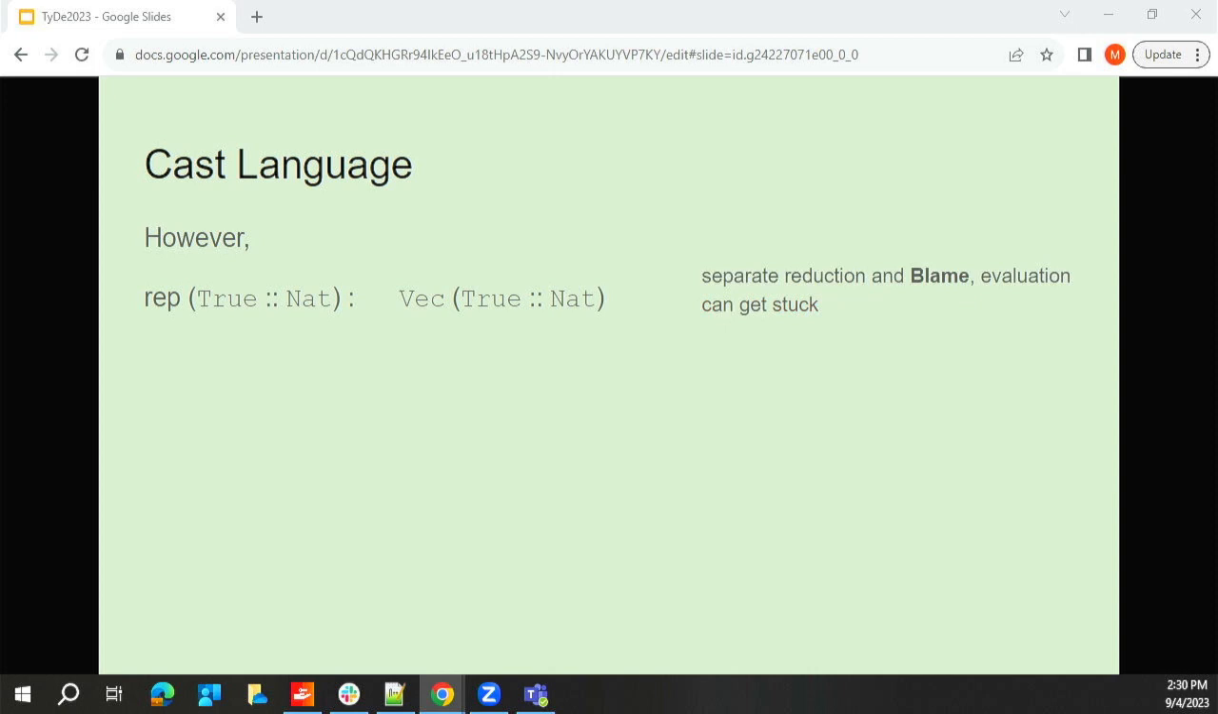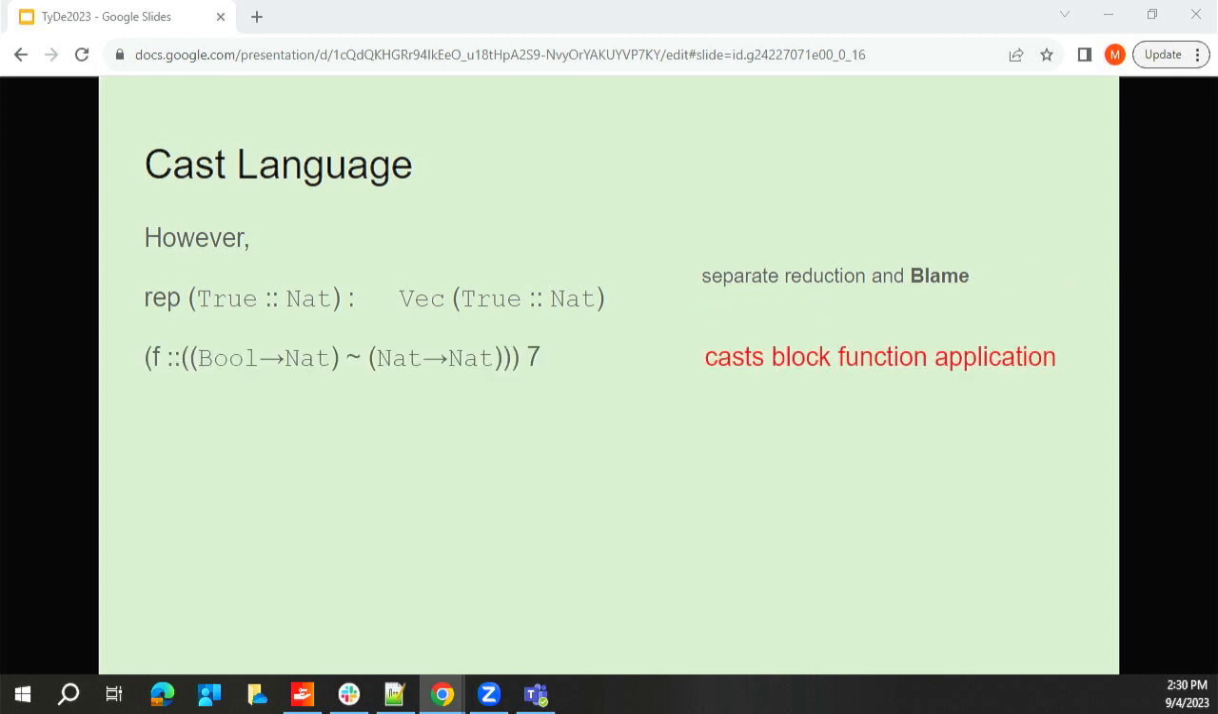This is really convenient. There's other work that mixes dependent types and errors, and it's so convenient not to have to deal with that. So we just say this term gets stuck as far as reduction is concerned, and blame can be extracted as far as the blame judgment is concerned.